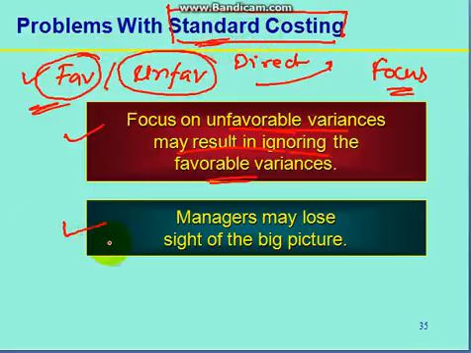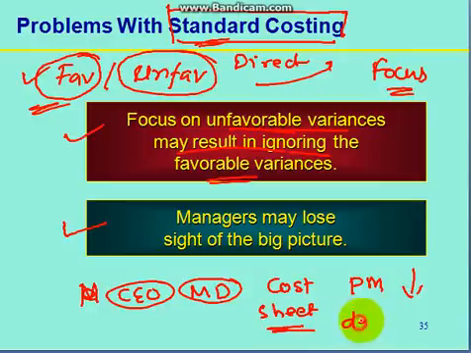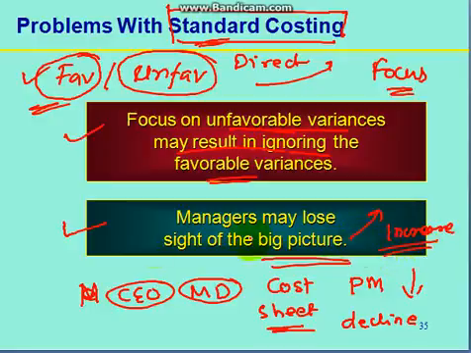Managers may lose sight of the bigger picture. When the CEO or the MD of the company is looking at just the cost sheet and telling the production manager to reduce the cost, the quality of the product declines, because they may lose the bigger picture. The bigger picture is that the product should be influential and sales should increase. The product is good if people appreciate it and start buying it more and more times.